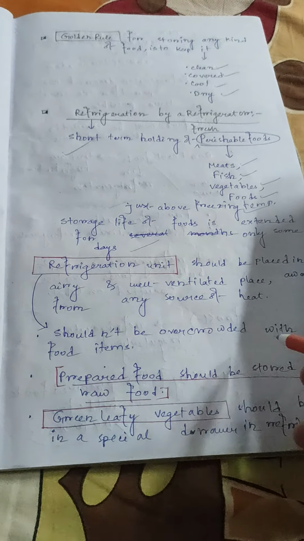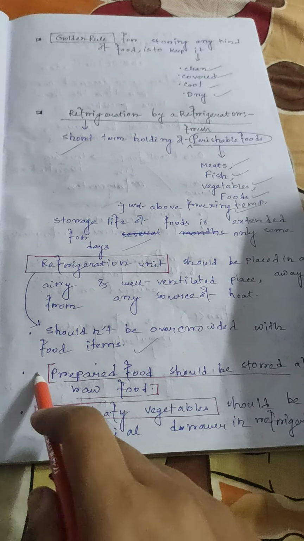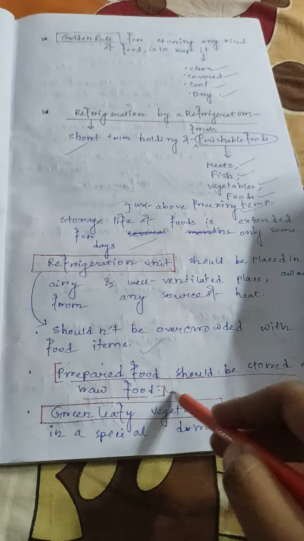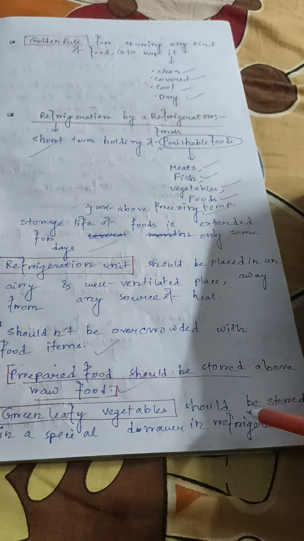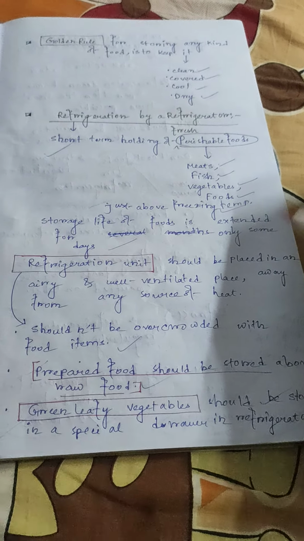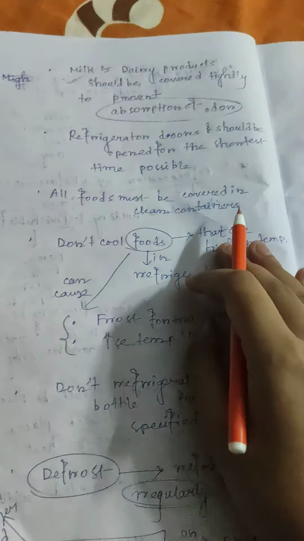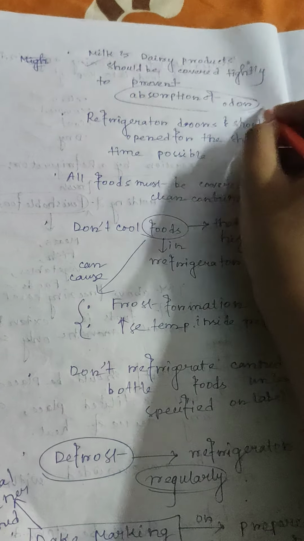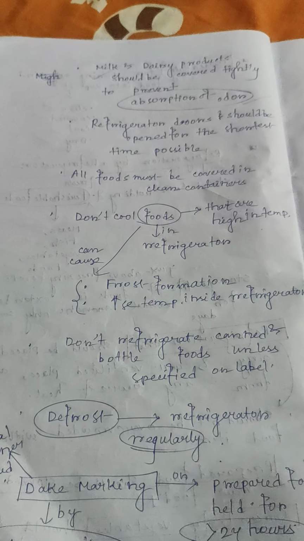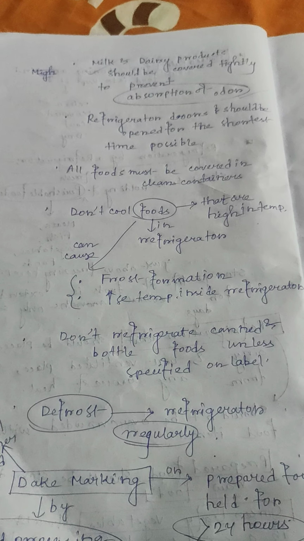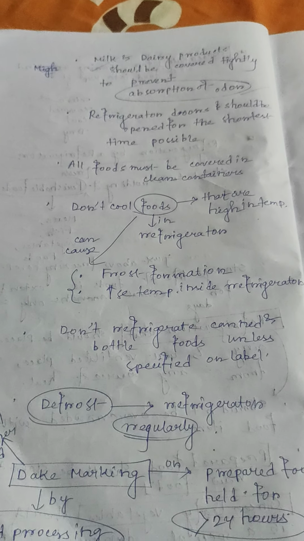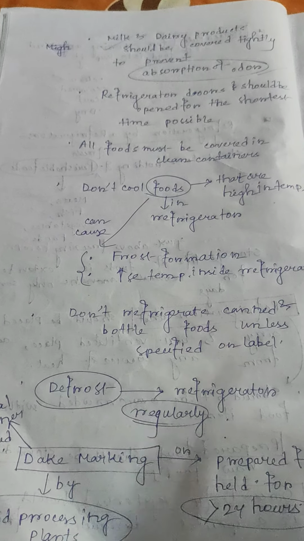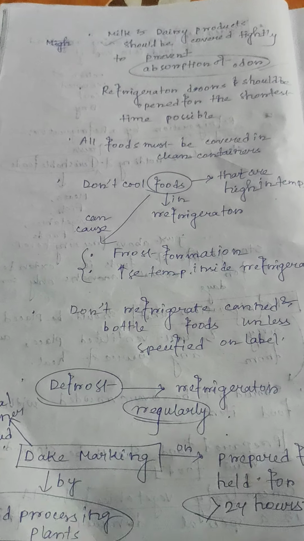Refrigeration unit shouldn't be overcrowded with food items. Prepared food should be stored above the raw food. Green leafy vegetables should be stored in a special drawer in the refrigerator. Milk and dairy products should be covered tightly in the refrigerator to prevent the absorption of odor. Otherwise, the refrigerator can absorb the odor also.